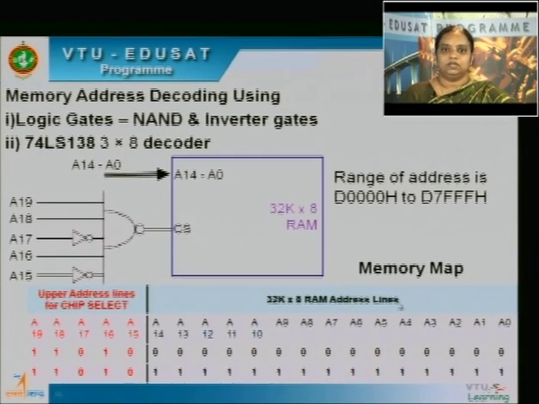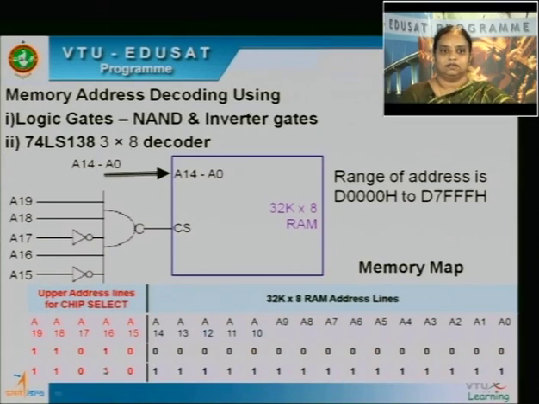So based on this we define the memory map, and clubbing 4 bits together we get the address range as D4000 to D7FFF, that is the start and end address. This we have seen in last class in detail.